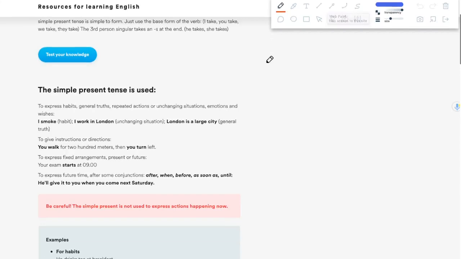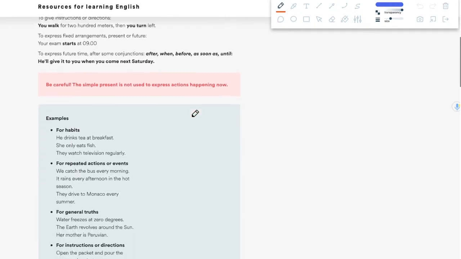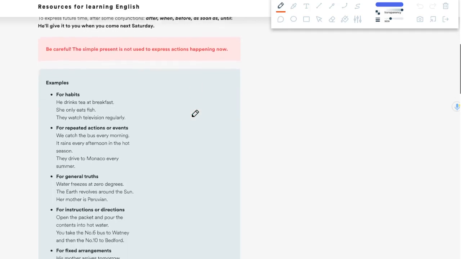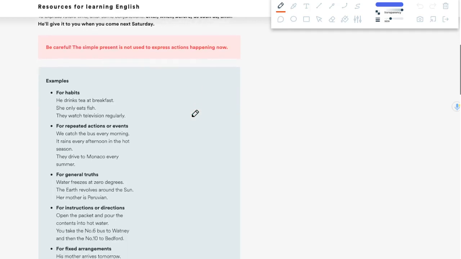Good afternoon, students. In this lesson, I'll be explaining the simple present tense. There are several things that we must consider when thinking about the simple present.